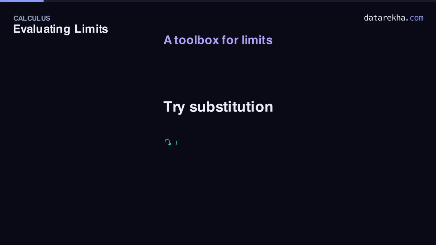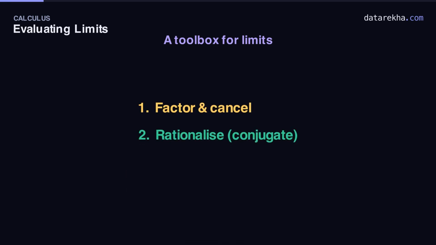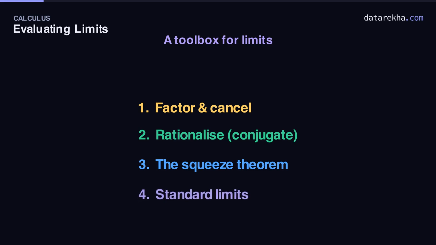This form is indeterminate. Do some work. So here's the whole strategy. Always try substitution first. If it hands you a clean number, you're finished. That's the limit. But if it hands you an indeterminate form, 0 over 0, infinity over infinity, infinity minus infinity, then you reach for a tool. There are 4 worth mastering. Factor and cancel. Rationalize with a conjugate. The squeeze theorem, and a short list of standard limits. Let's pick them up one at a time.